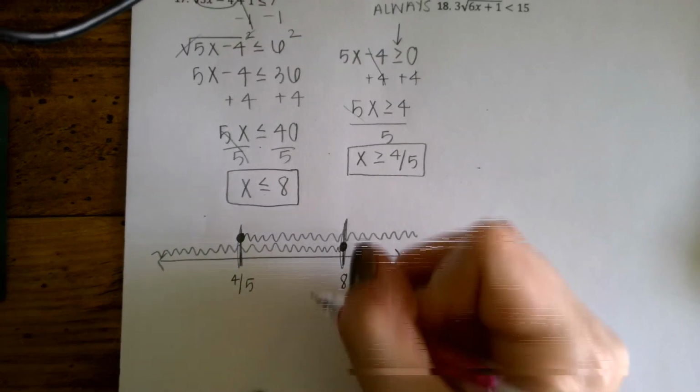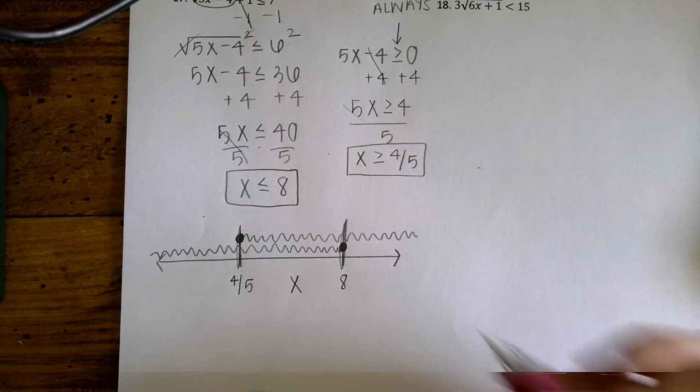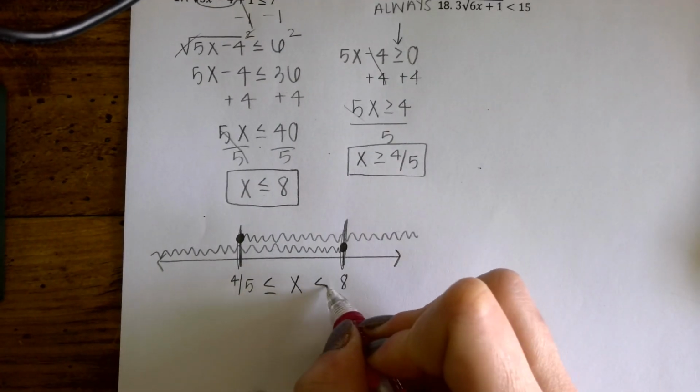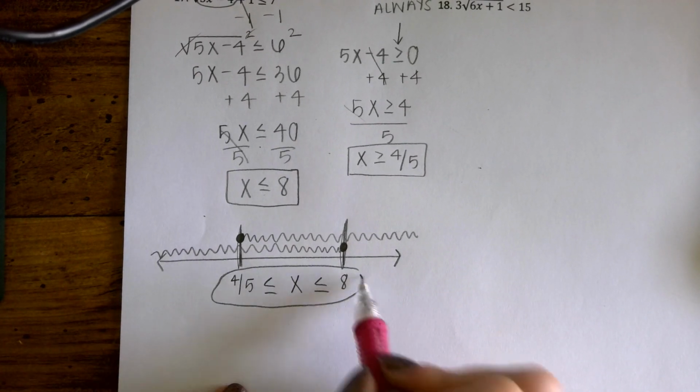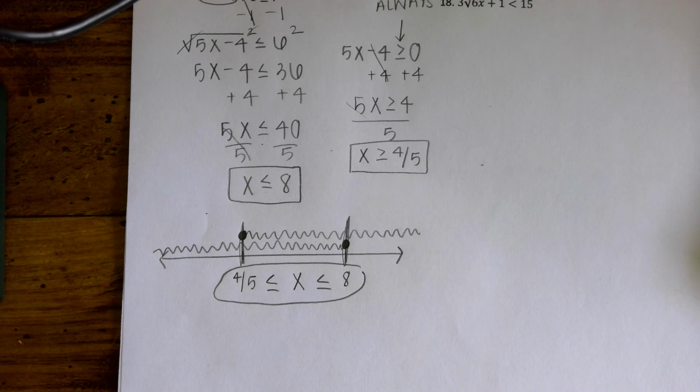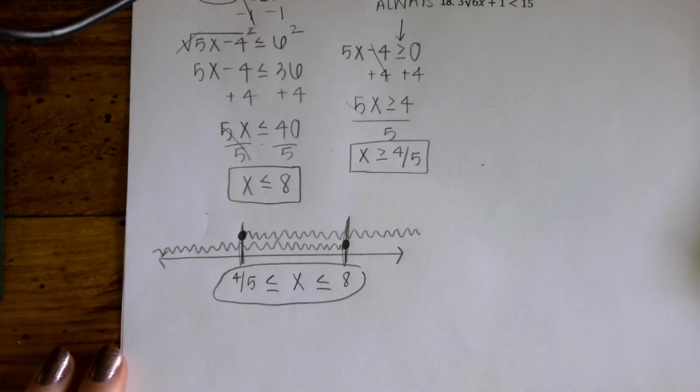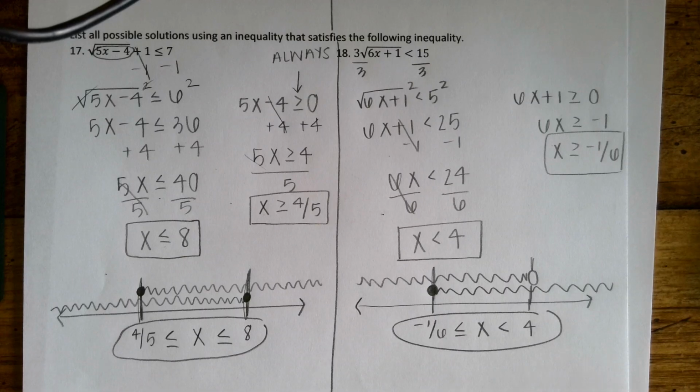The way that I remember this is I just put the x right in the middle, and we fill it in with less than signs. This is called a compound inequality. This compound inequality is my final answer. Go ahead and try number 18. Here is the work for number 18.